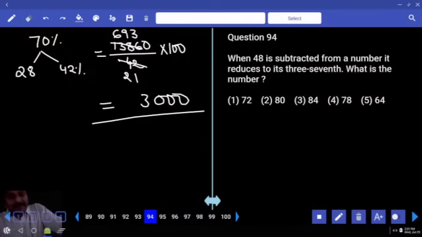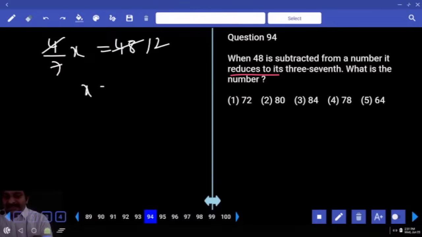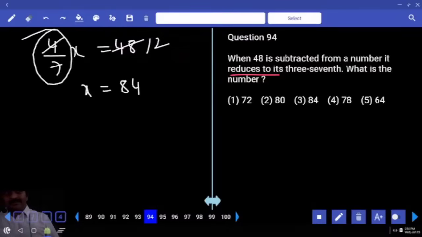When 48 is subtracted from half of a number, it reduces to 3/7. If a number becomes 3/7, it is reduced by 4/7. Agreed everyone? So whatever we have subtracted is 4/7 of the number. That is because of 48. 4 times 12, 48. X is 7 times 12, which is 84. Are you okay? Sure? Come on. You should understand this 4/7. Understood?